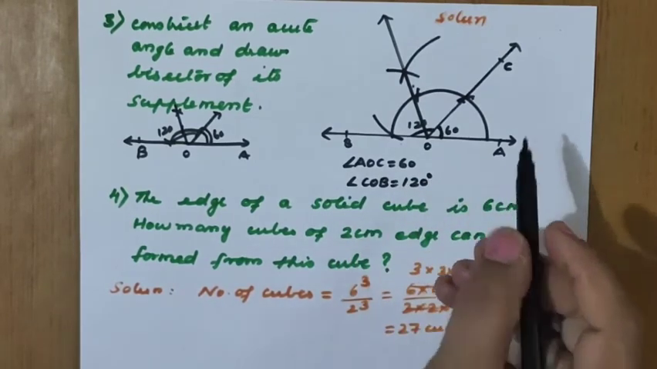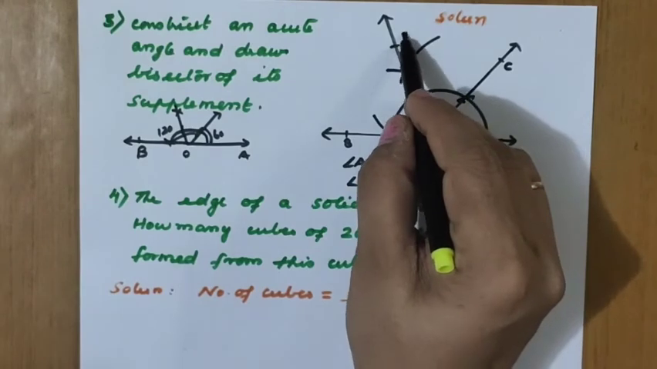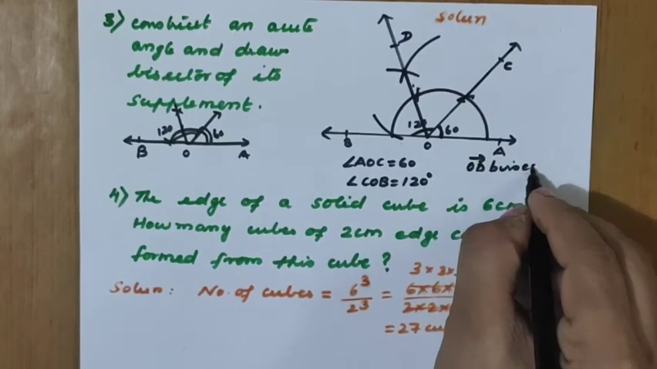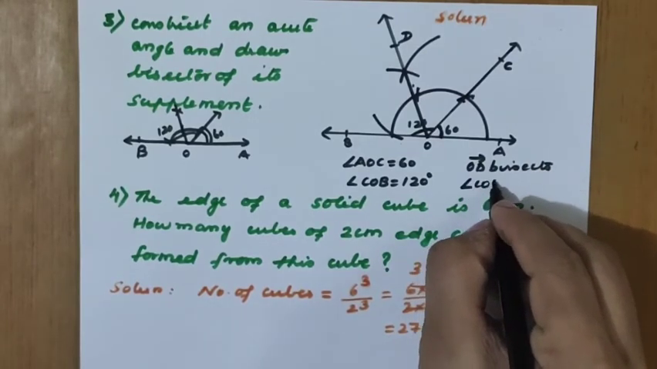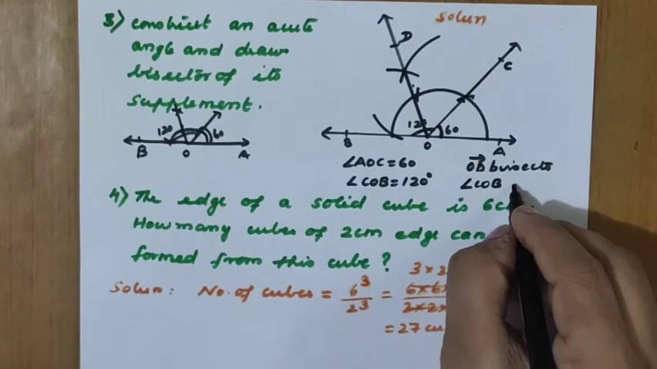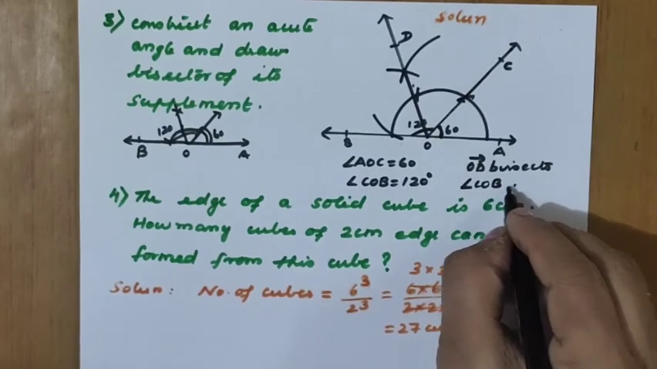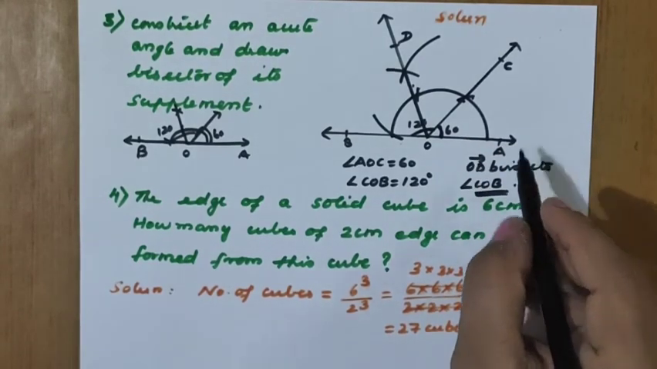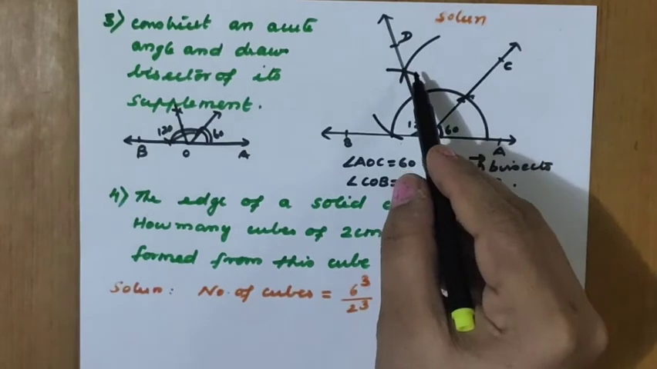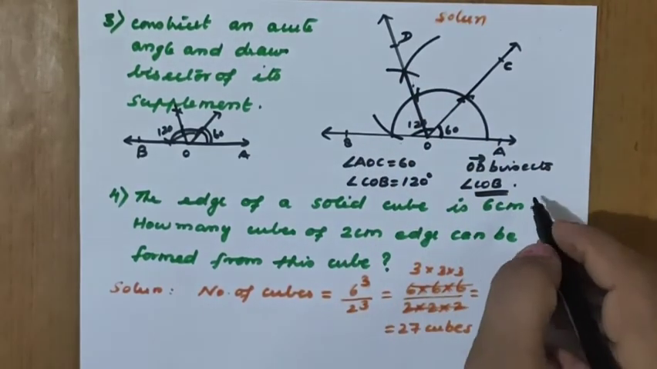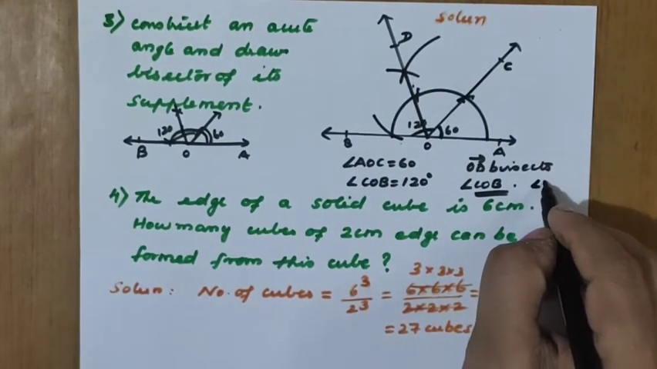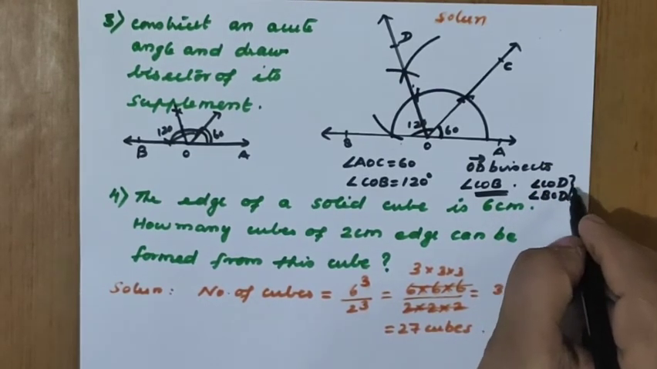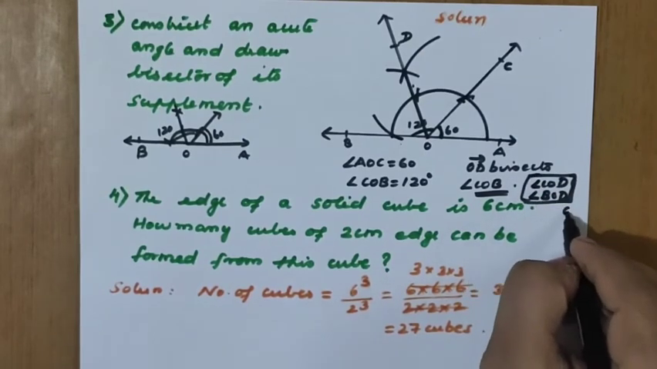Now the bisector of COB, I will write as OD. Ray OD bisects angle COB. So from the figure we can write that angle COD equals angle DOB, each equal to 60 degrees. COD and BOD are each 60 degrees.